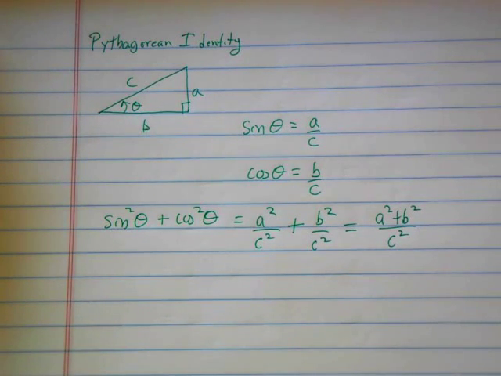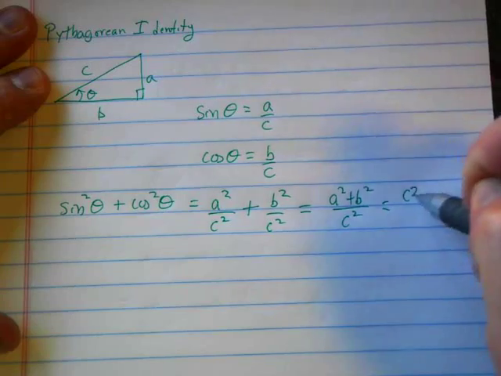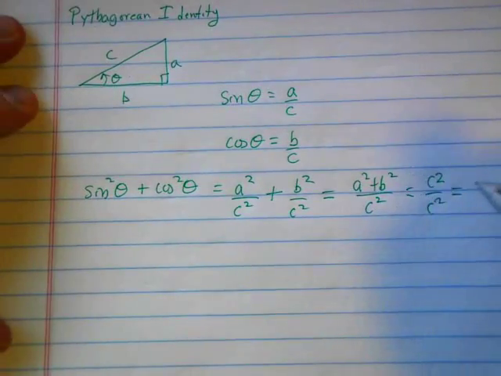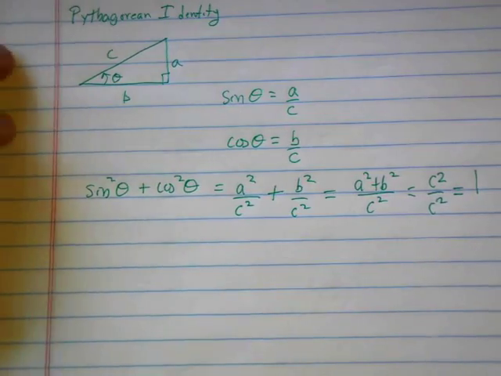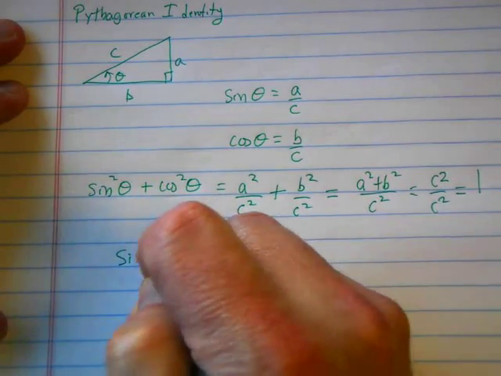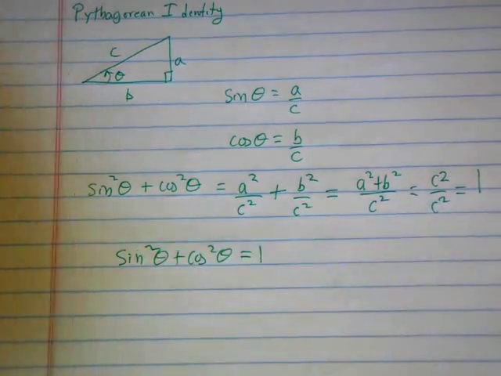What's a squared plus b squared? C squared. That's the Pythagorean theorem. So this is c squared over c squared. C squared over c squared is 1. All right, so that's known as the Pythagorean identity. Sine squared theta plus cosine squared theta equals 1.